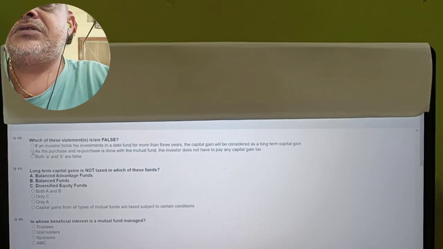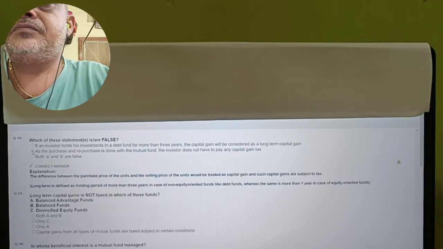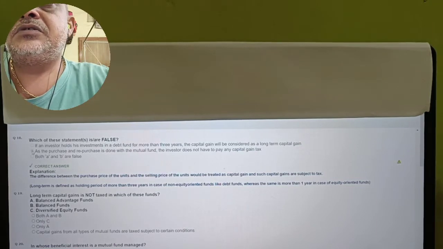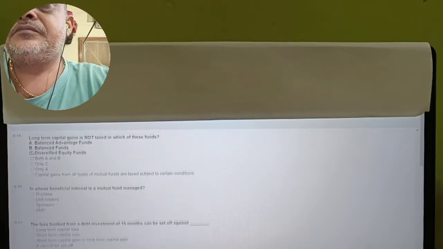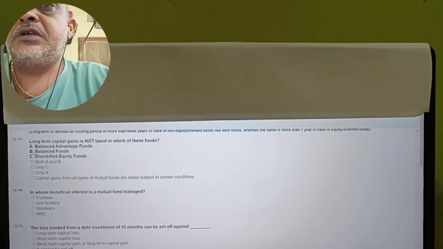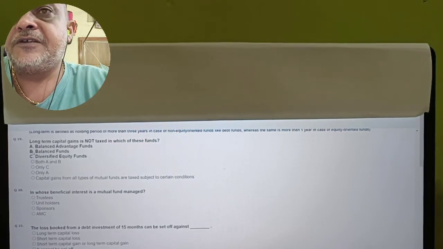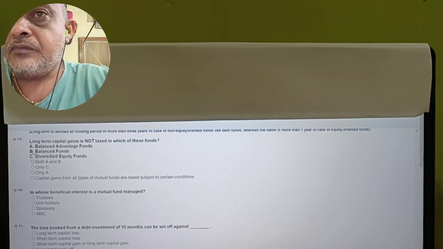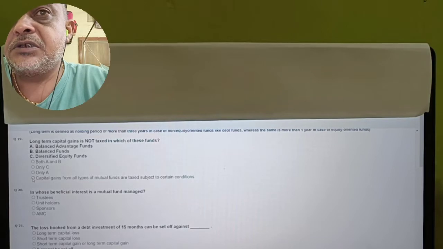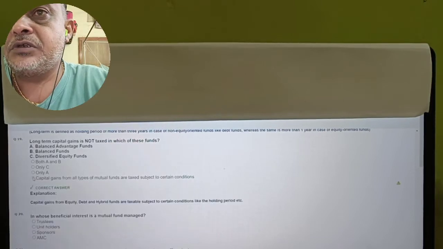Second one is wrong. Purchase and repurchase, investor will be considered as a capital gain. Long-term capital gains is not taxed in which of these funds? Balanced fund, balanced advantage fund, diversified equity fund. Capital gains from all types of mutual fund are taxed, subject to certain conditions. The fourth is the right answer.